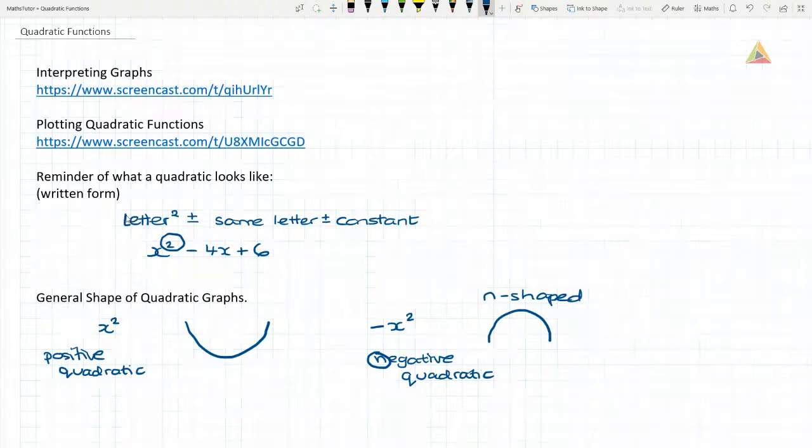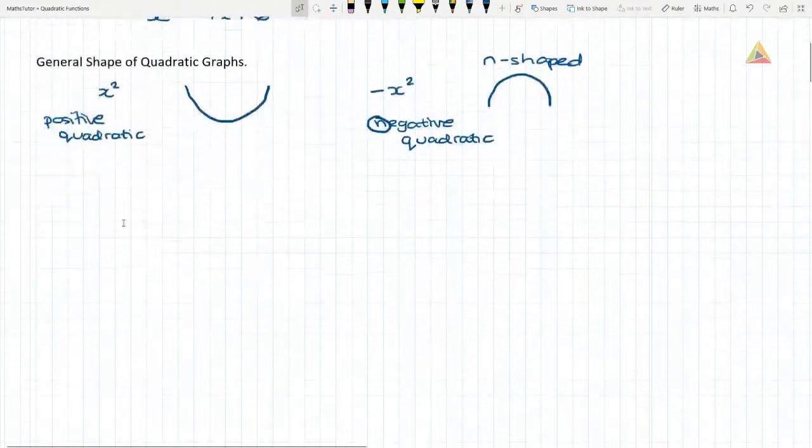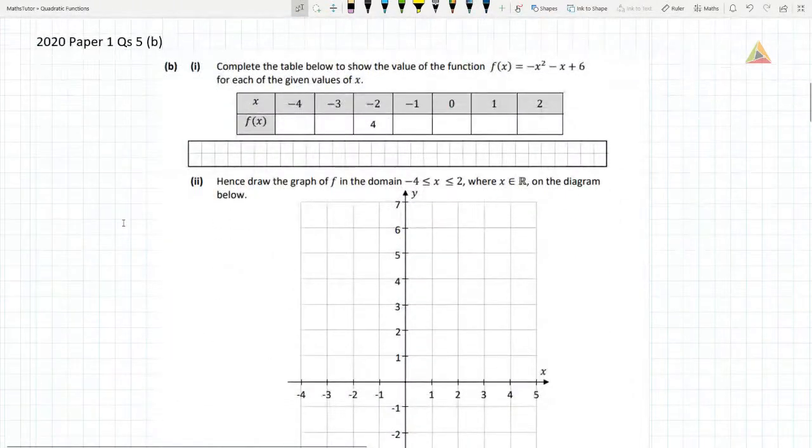So we're going to look at a couple of questions from the papers on our quadratic functions and interpreting these functions. The first one that we're going to start with is 2020 paper 1 question 5. We're just going to start looking from part B here. Part A was just about solving a quadratic, which was done in week 3 of the exam countdown. So here we're going to look at plotting.